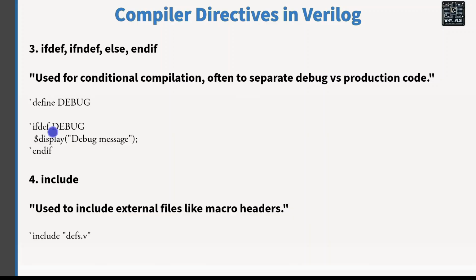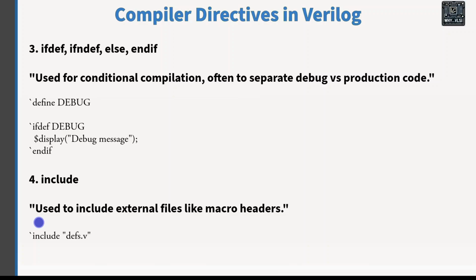Next are `ifdef, `ifndef, `else, and `endif. These directives are used for conditional compilation, often to separate debug versus production code. If some part of the code you want to enable or disable, with the help of `ifdef you can enable that part. For that, you have to define DEBUG here. So here we have defined DEBUG. If your file has DEBUG defined, this condition will be true, and we will be enabling this part of the code.